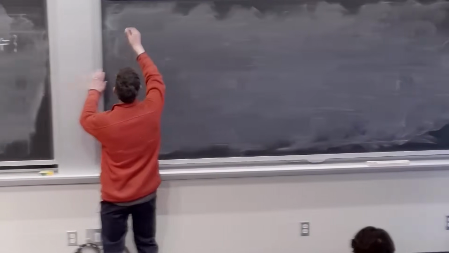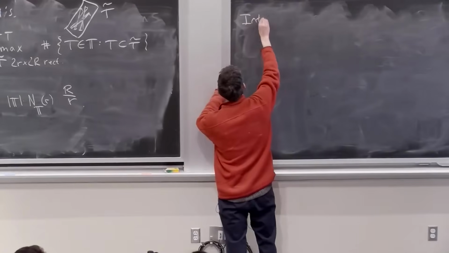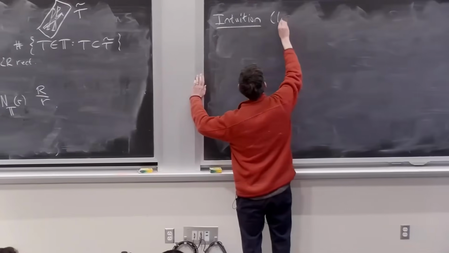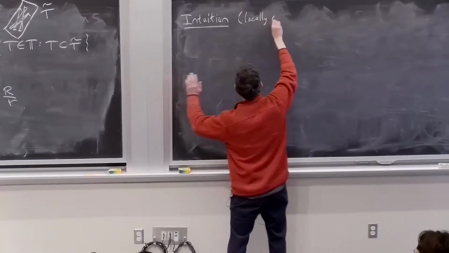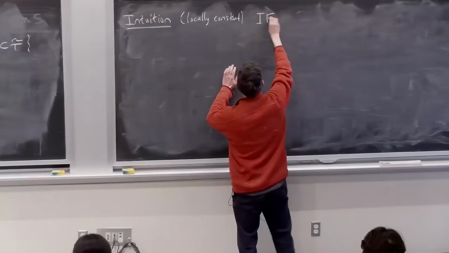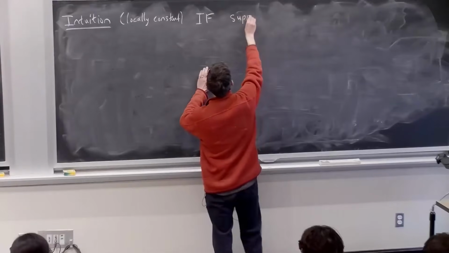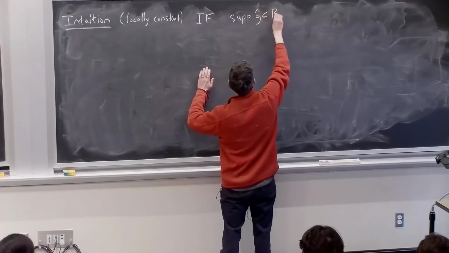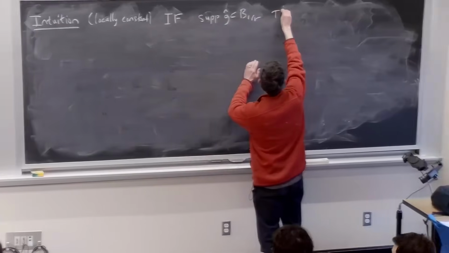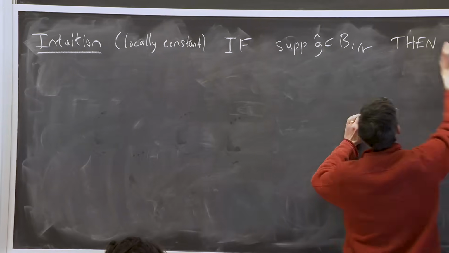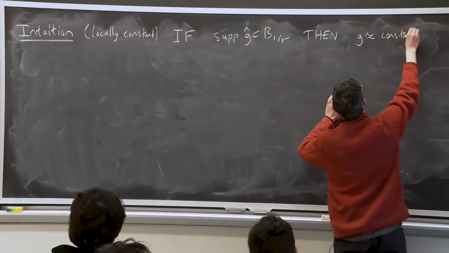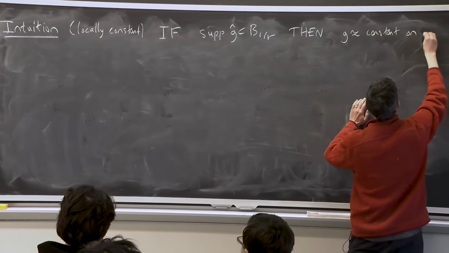OK. So intuition, we call this the locally constant intuition, says that if I have some function g, and the support of g hat is contained in the ball of radius 1 over r, then the function g is approximately constant on balls of radius r.